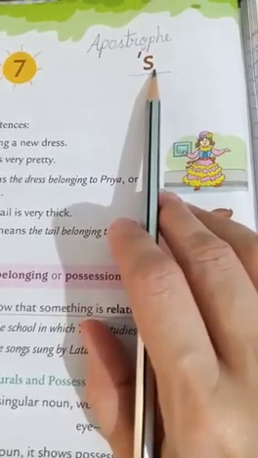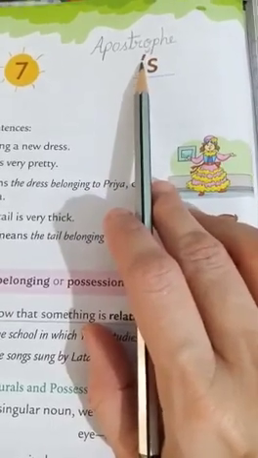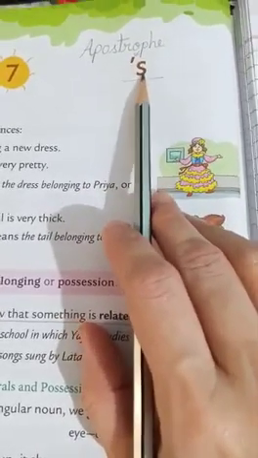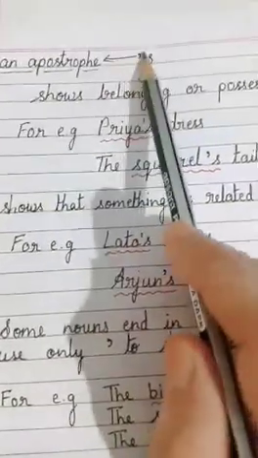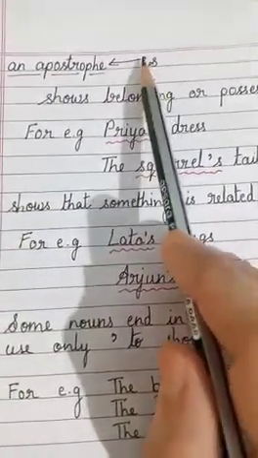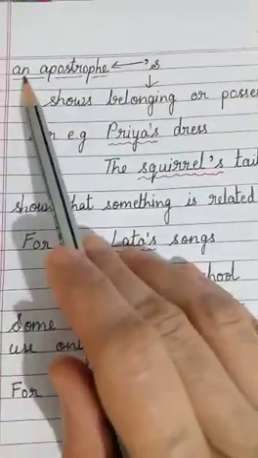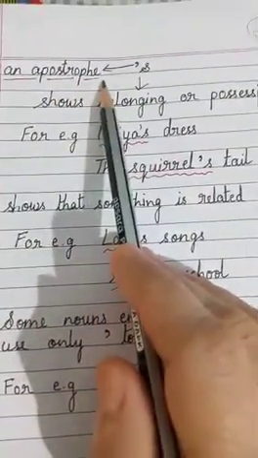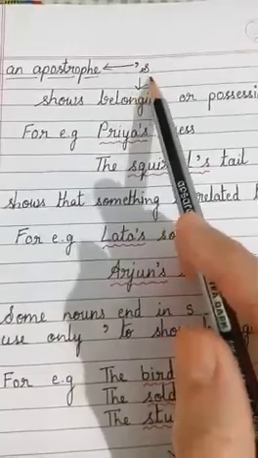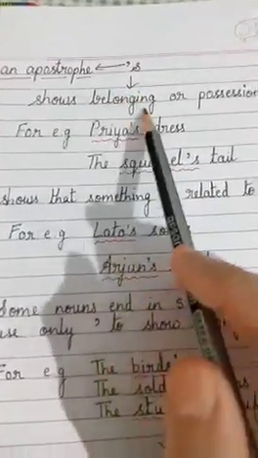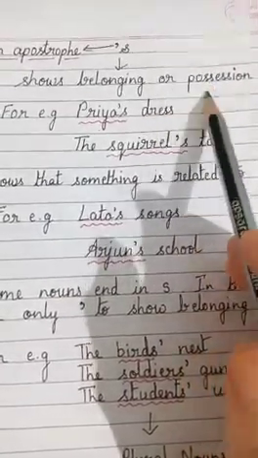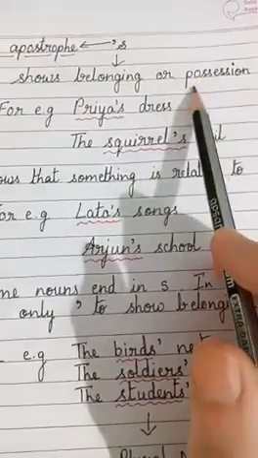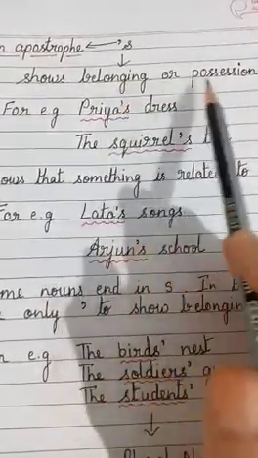Apostrophe S. This is called what? An apostrophe. And this is S, which shows belonging. Okay. Now I'll explain here, children. This symbol is called an apostrophe. Now apostrophe S shows belonging or possession. Like if you are having a pencil, that means that pencil belongs to you. It is possessed by you.